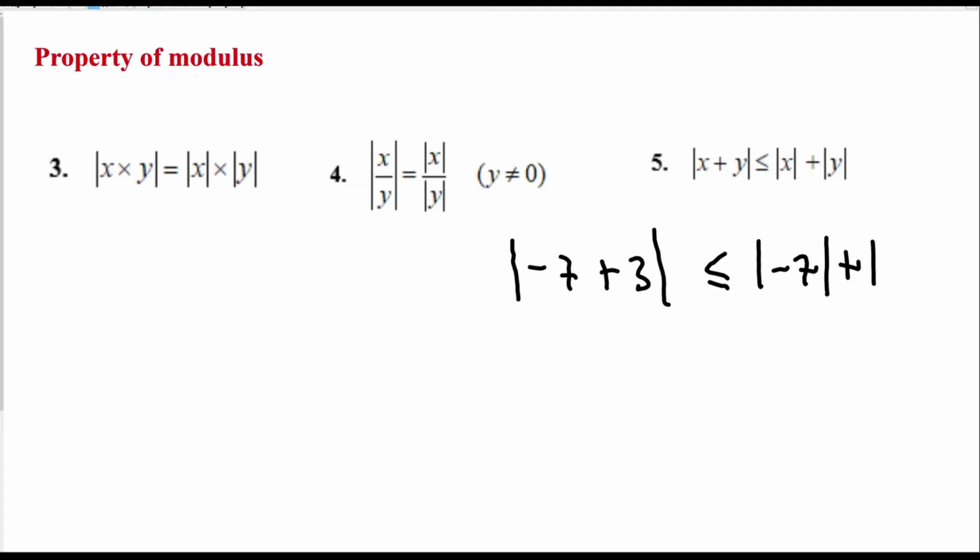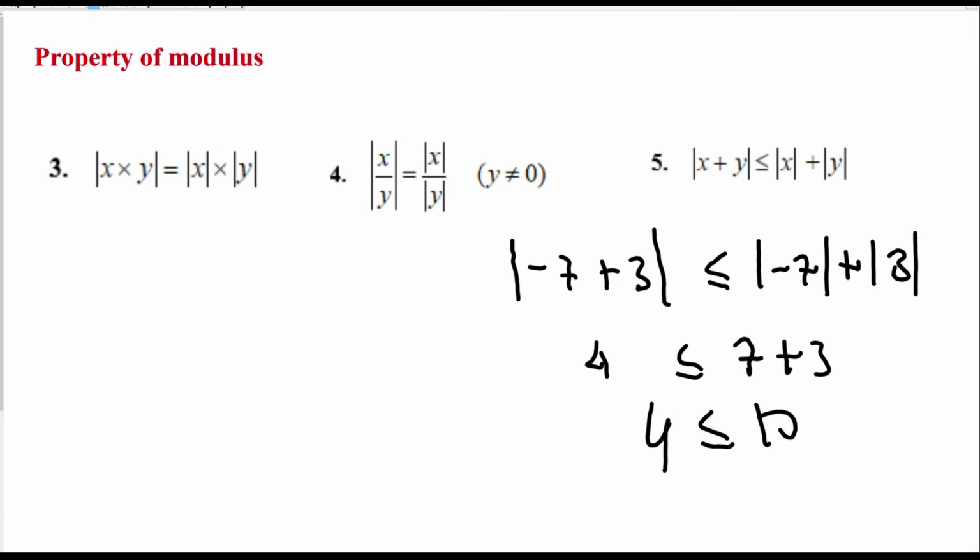What do you feel? Here, -4, right? Modulus of -4 is 4. Here, 7 plus 3, that's 10, right? 4 is not equal to 10. However, it is less than 10. Or one more example. For example, 7 plus 3. Look at this. 7 plus 3.